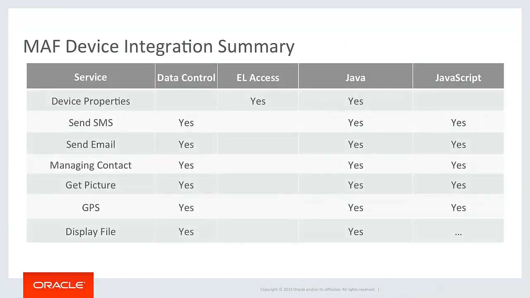Now, this is the extended list, or the extended table of what we started when I talked about declarative options for device integration. So we see that device properties are accessible from expression language and Java. So maybe one of the options, if you don't want to go for Cordova straight to get the properties of a device, is to call out into Java. Maybe that's the missing use case. Beside of that, you see that SMS, email and contact are accessible through data controls, Java and JavaScript. Of course, displaying a file is not something you do in JavaScript. However, you can do this from Java and from the data control.